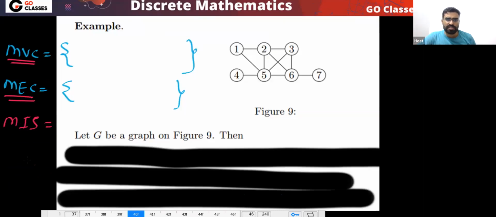Okay, so let's see these questions. All these questions, let's answer them. So what will be the minimum vertex cover? I want a minimum vertex cover. What will that be?